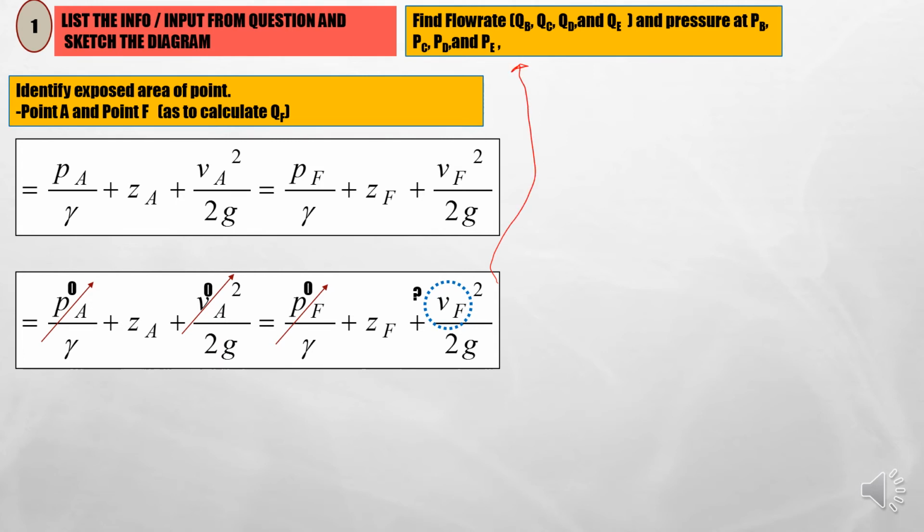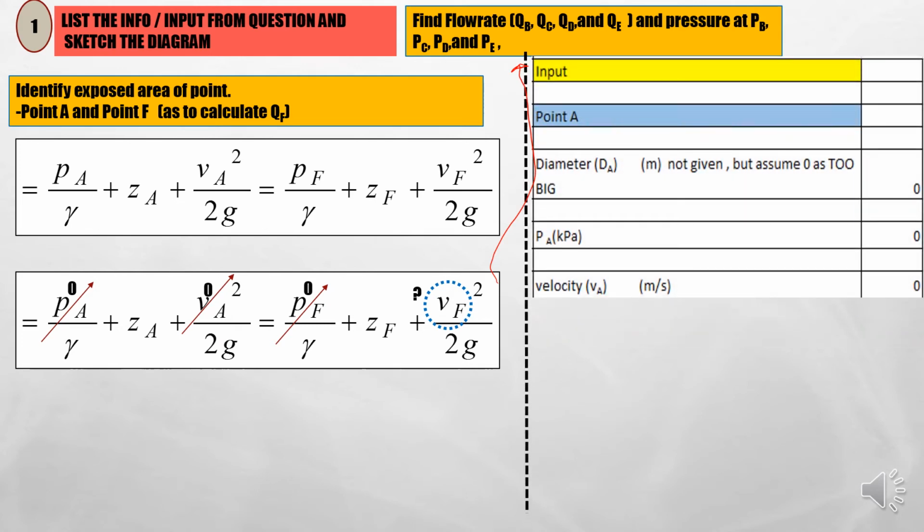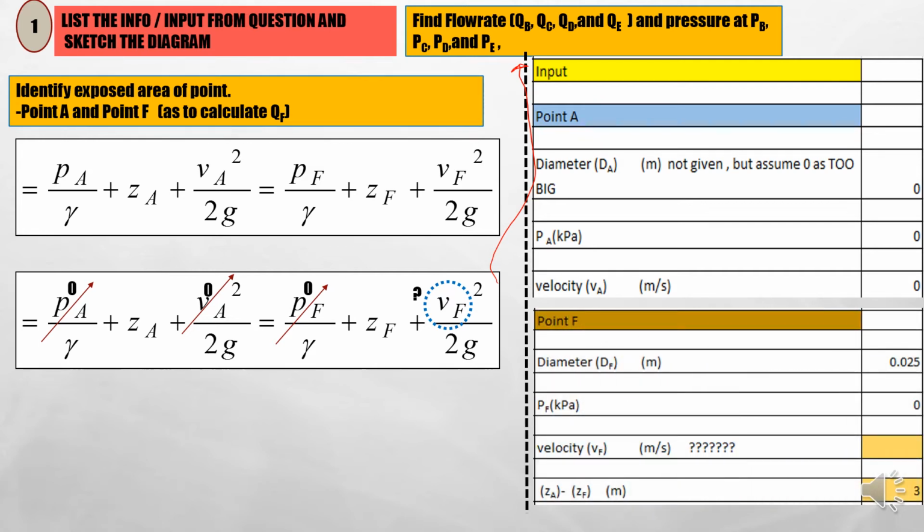Since this is a correlation between A and F, it can help us get any of the parameters at the upper point here. So here is the information that you can extract from the diagram just now. We know that dA, we just assume it's 0 because it is too big. So PA is equal to 0 and VA equals 0.